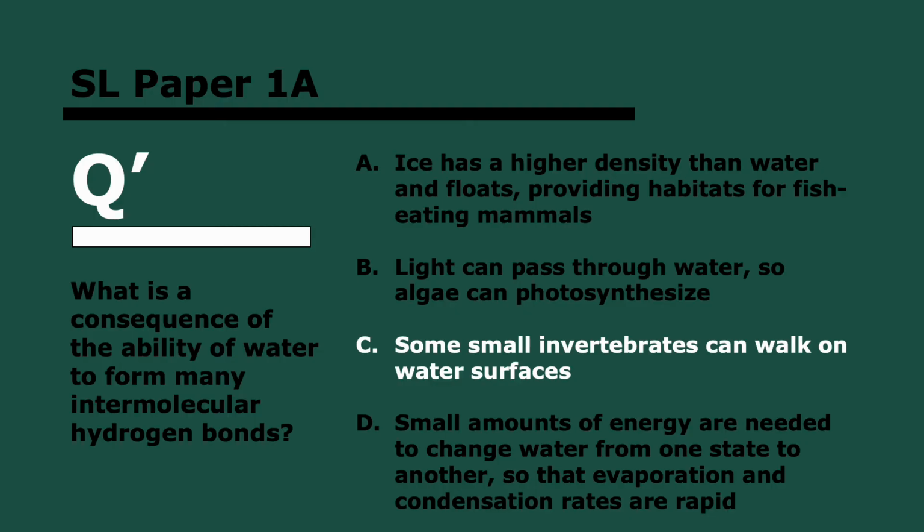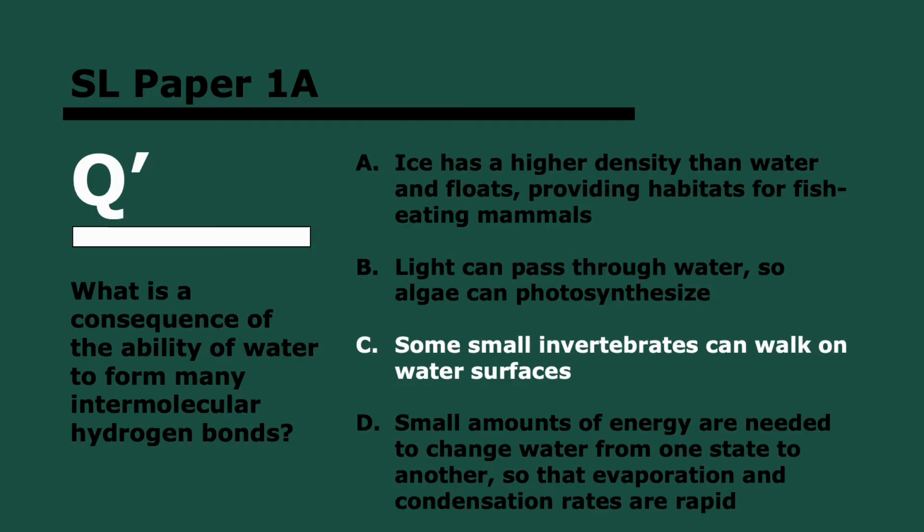Why? Well, for A, ice does have a higher density than water, and it does float. But that is not because of intermolecular hydrogen bonds. That is because when water freezes, the molecules can pack more, and that means that ice becomes more dense. The second one, light can pass through water, is also true, and algae can photosynthesize, but that is not because of the ability to form intermolecular hydrogen bonds. That is a physical property of water.